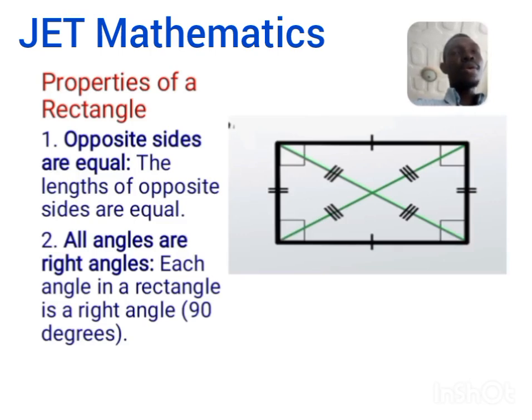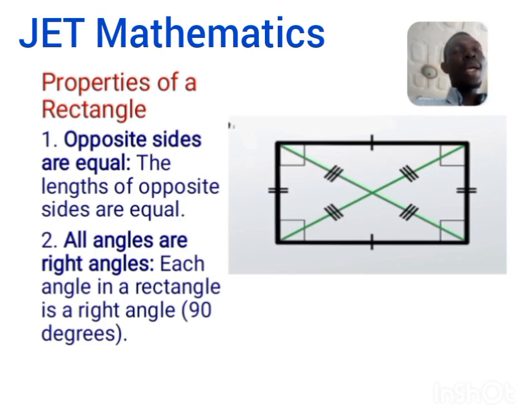A rectangle, one of its basic properties is that the lengths of opposite sides are equal. The lengths of opposite sides of a rectangle are equal. If you look at the shape we have there, you discover that the sides are labeled with lines. The sides with a single line show that they are equal, and the sides with double lines also show that they are equal. So opposite sides of a rectangle are equal.